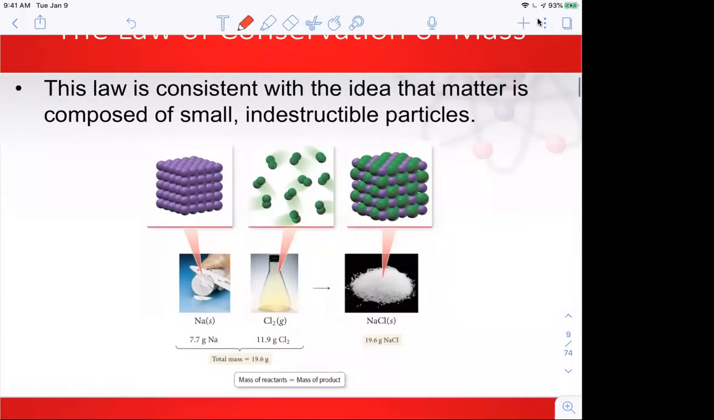Here's another example. If I have solid sodium reacting with gaseous chlorine, and the mass that goes into this reaction is 19.6 grams, when they react together, I end up with the crystalline solid sodium chloride salt. And notice that the mass that comes out is going to be the same amount. So the mass of reactants is equal to the mass of the products because of the law of conservation of mass.